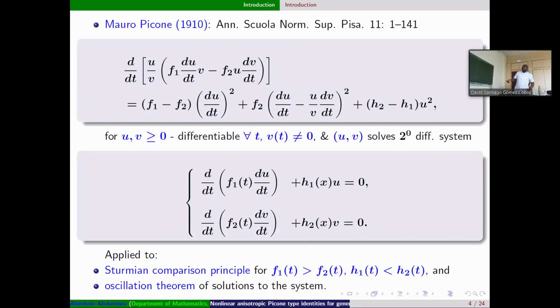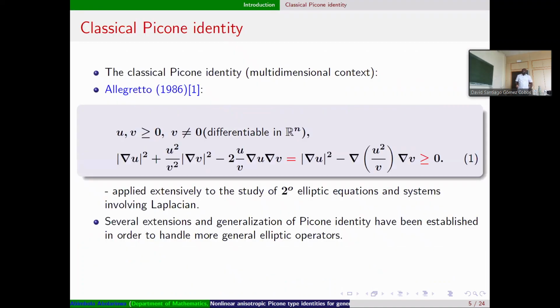On the condition that f1 is bigger than f2 and h1 is smaller than h2, he was able to prove that, and he also proved an oscillation theorem as well. Now, in 1986, Allegretto extended that to the multidimensional context for PDE, and established this identity. So you can have this equal to this and show that it is non-negative. This non-negativity shows a relationship between u and v, which is a very powerful consequence of that identity and is used in so many theories.